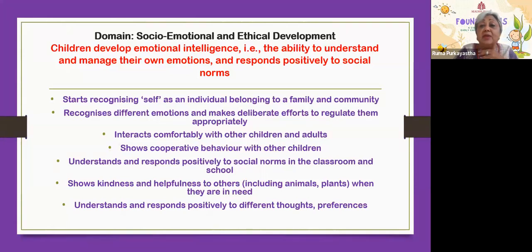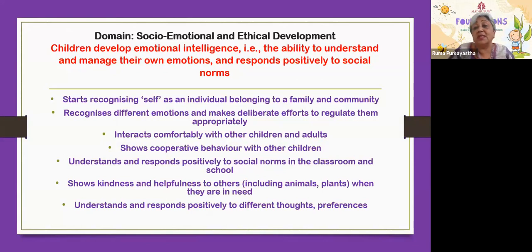But if I'm angry, I don't go around breaking things and bullying and throwing things and making a nuisance of myself. I have to learn to interact comfortably with other children and adults. This is part of social, emotional, and ethical development because it's looking at your social relationships and your emotional relationships also. Cooperative behavior with other children. Understand and respond to social norms.